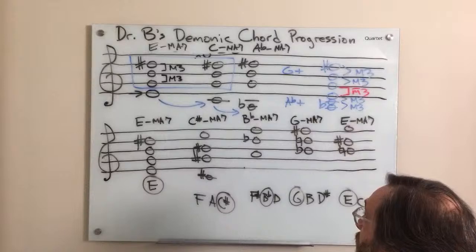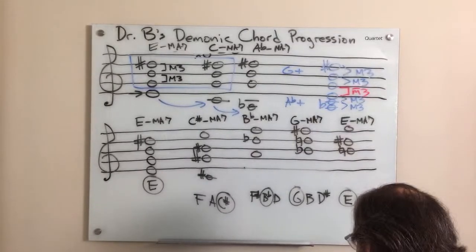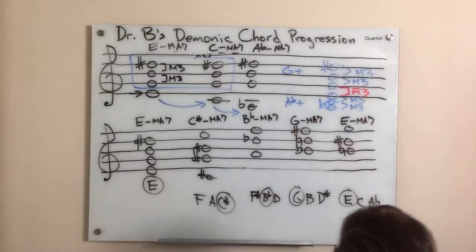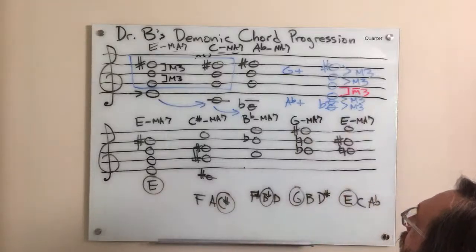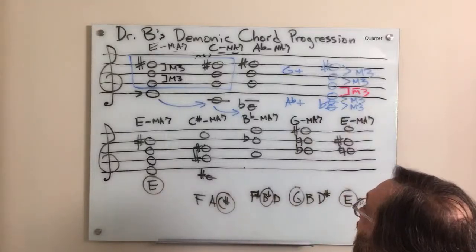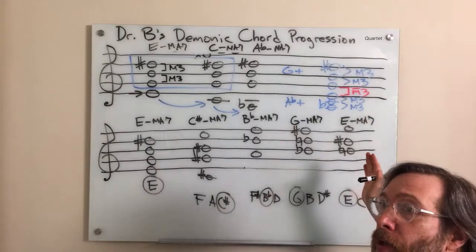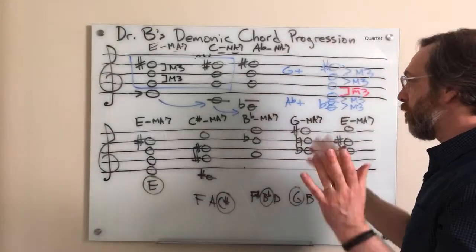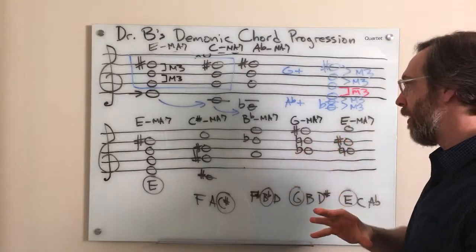Oh, I'm sorry, that was a mistake. It could be orchestral, it could have a rhythm. I think it could work in a number of different settings. But that's it. That's Dr. B's demonic chord progression. And it shows that interesting relationship between the augmented triad and the minor major 7.